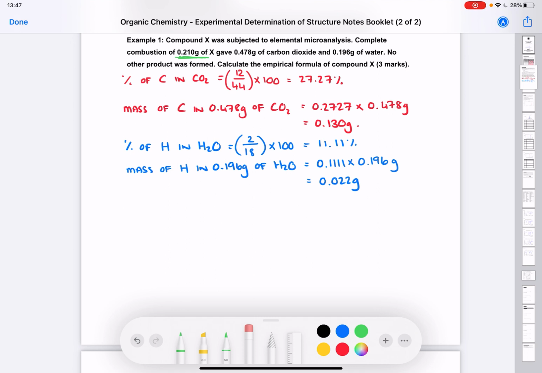So for the mass of oxygen, that's going to be equal to the mass of X, subtract the mass of carbon, subtract the mass of hydrogen. So that's 0.210, subtract 0.130, subtract 0.022, which gives us 0.058 grams.